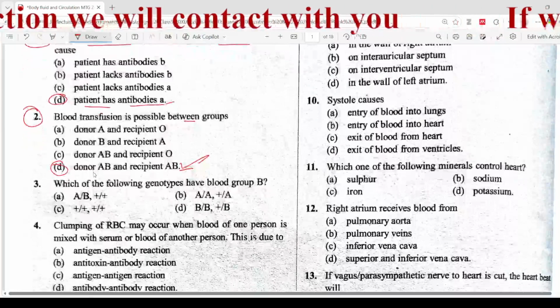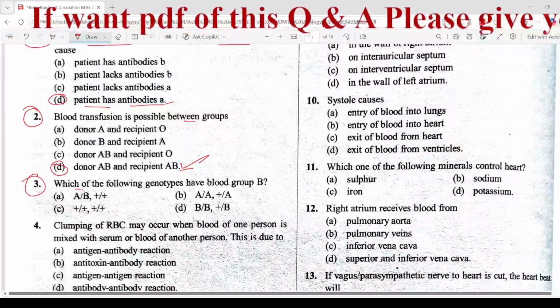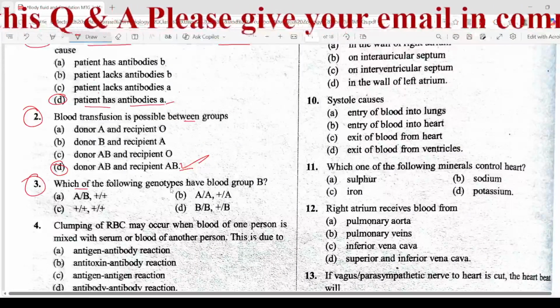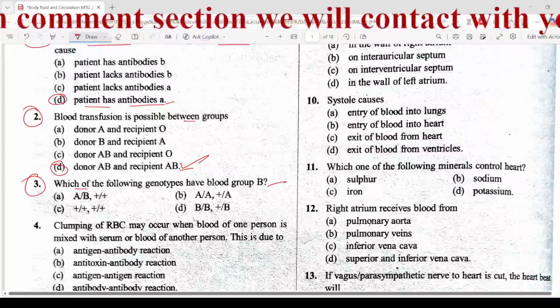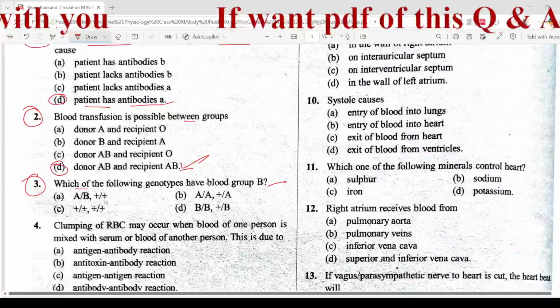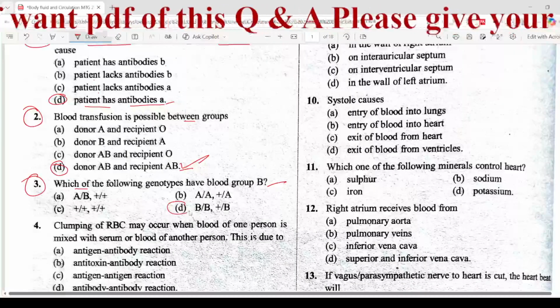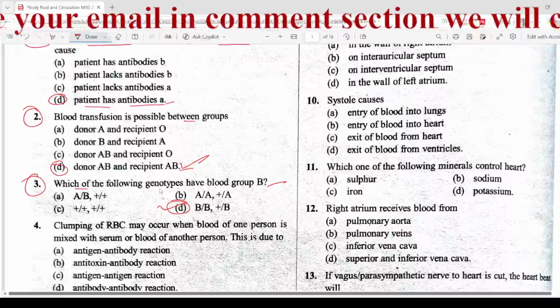The next question is here. Next question: which of the following genotypes have blood group B? The correct answer for this question will be option D. So let's move to the next question.